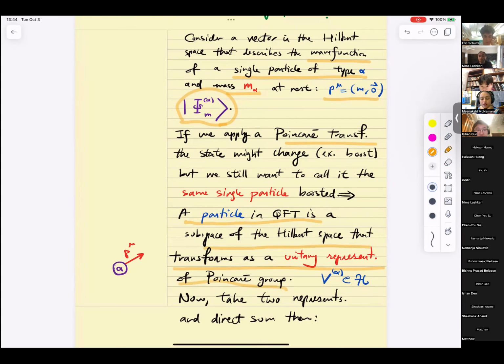Why unitary representation? Because we are talking about the action of the Poincare group in the Hilbert space, and by Wigner's theorem, it has to be a unitary representation. So it's some sort of subspace V alpha. Alpha is the label of the particle, right? That describes the motion of this guy. You know, the state might change under the action of a Poincare transformation, but you would still call all the states in this subspace a single particle. That particular single particle.